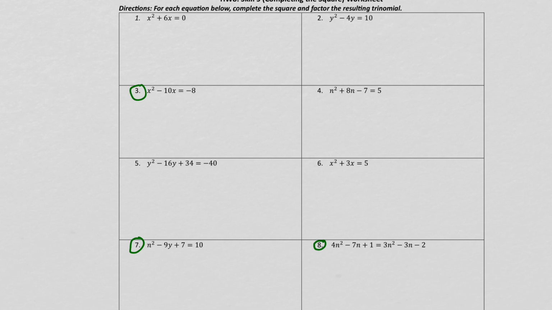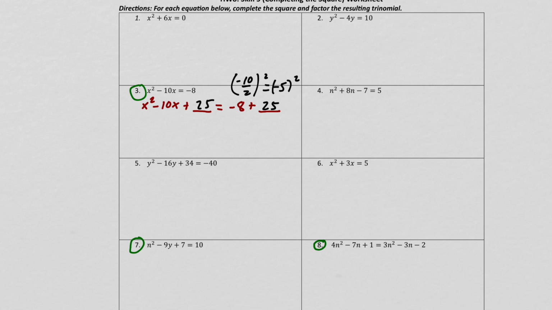So when we complete the square, first thing we're going to do is add a blank to both sides. And if you add a blank to both sides, we are going to take this number right here, which is a -10, and we're going to divide it by 2 and square it. So that's going to be -5, and then -5 squared is 25.